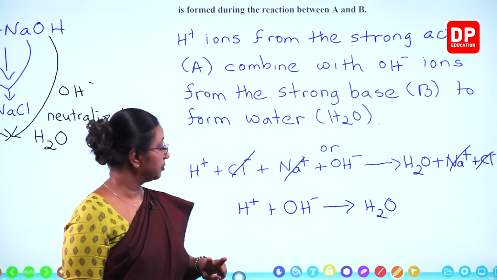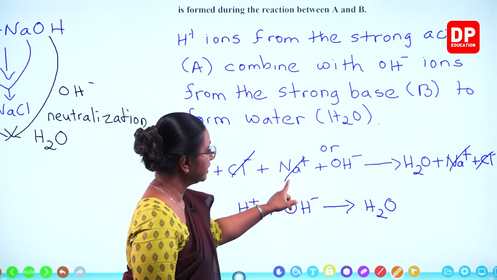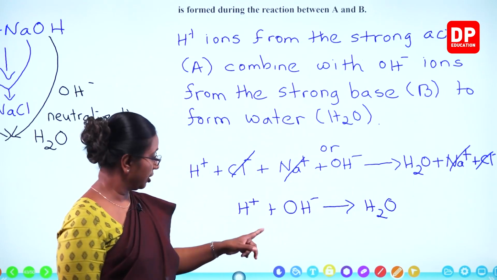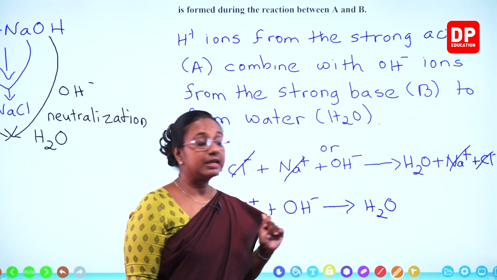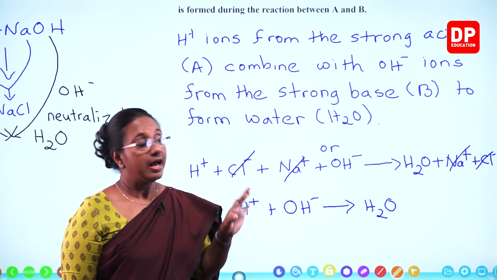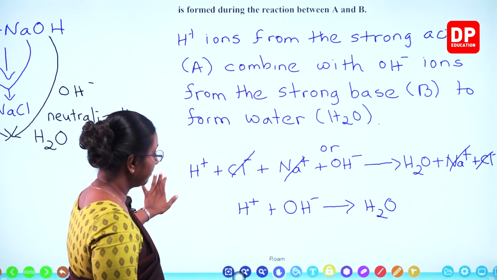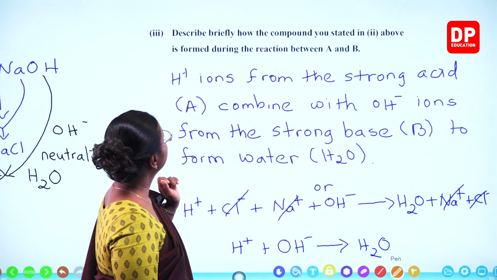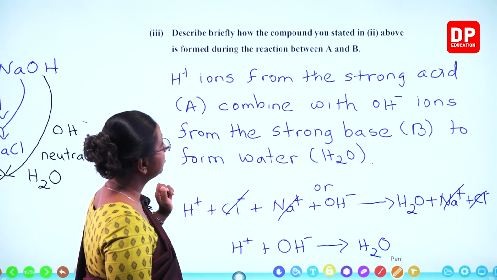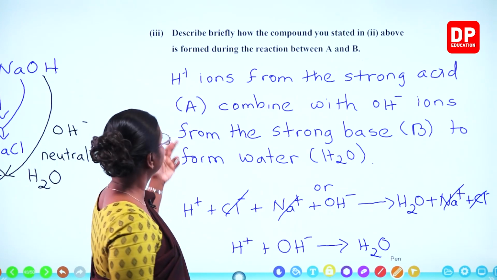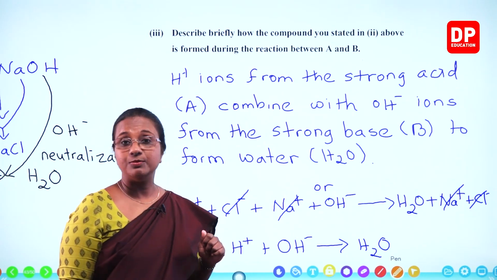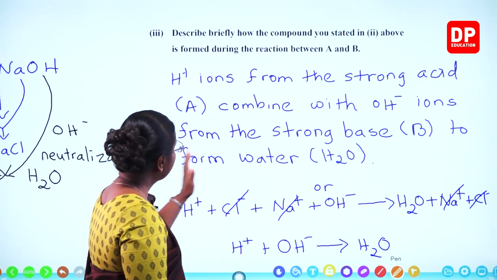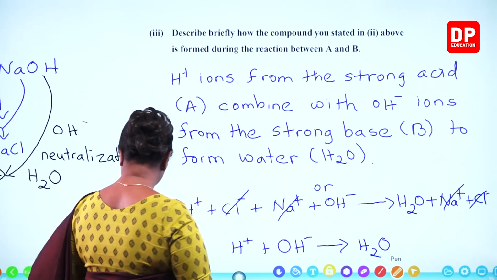So you can either write this explanation or you can write these two equations. But you have to write both of them. You have to show that Cl minus and Na plus remain as ions in the solution. So H plus and OH minus combine to form water. Either explanation is fine for this question. So this is how we describe briefly how the compound you stated in 2 above, that is water, is formed during the reaction between A and B. Is that clear, students? So with that, I'll move on to the next question.